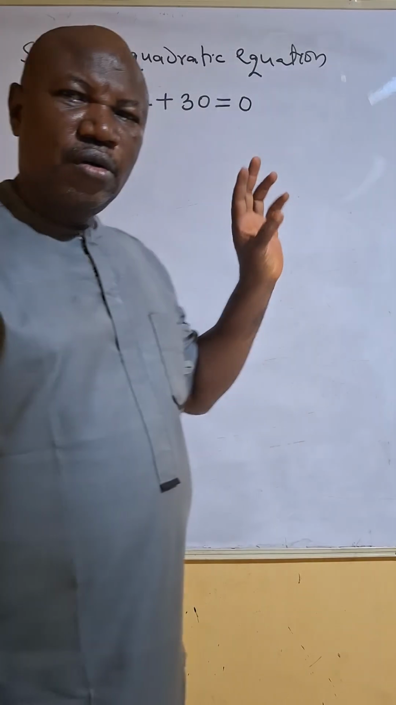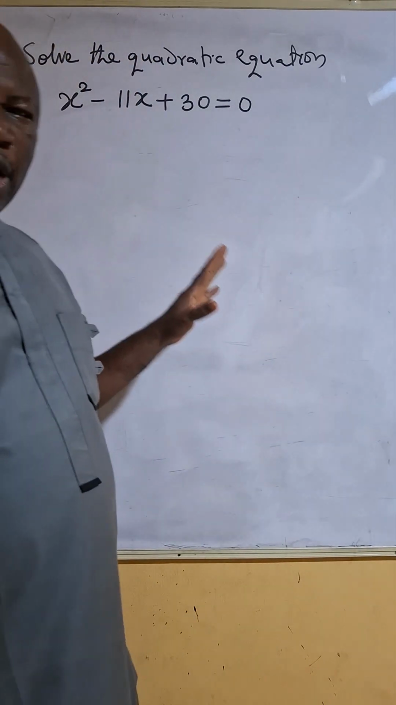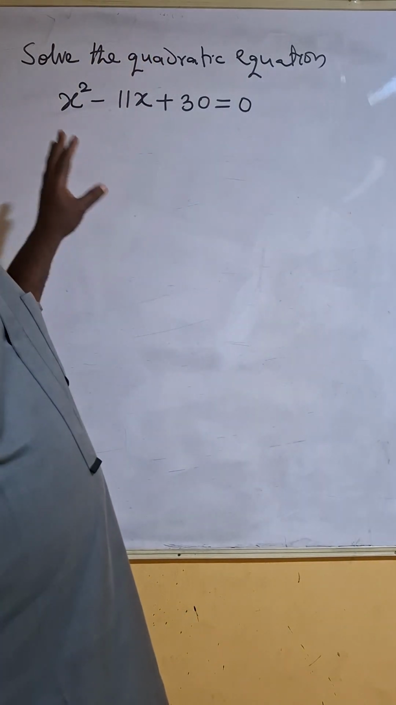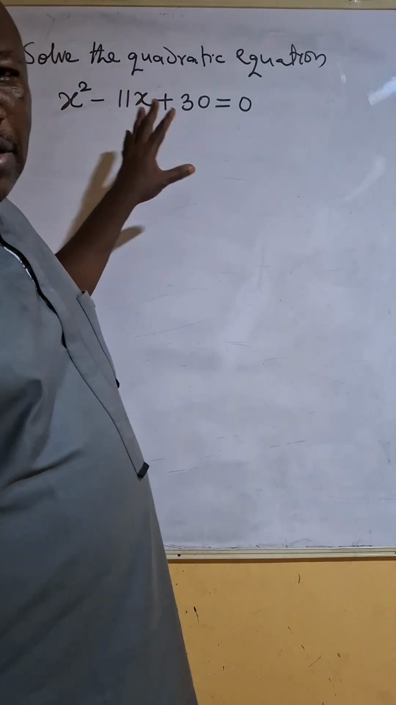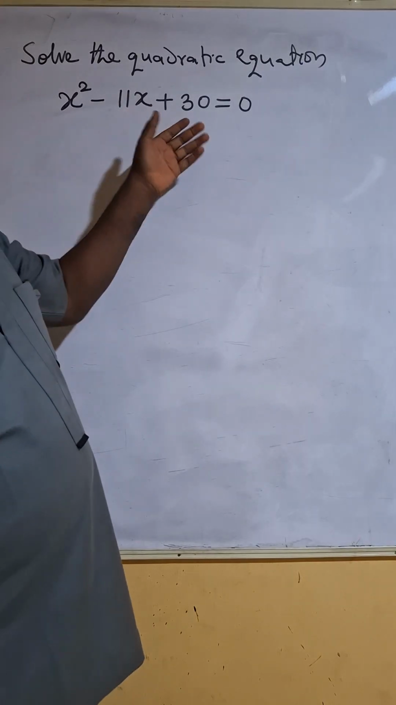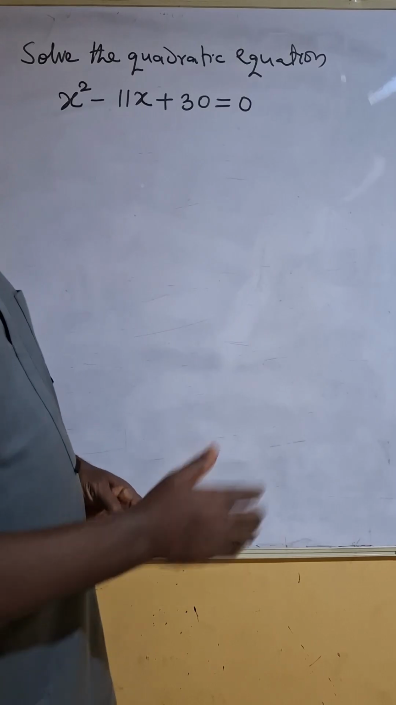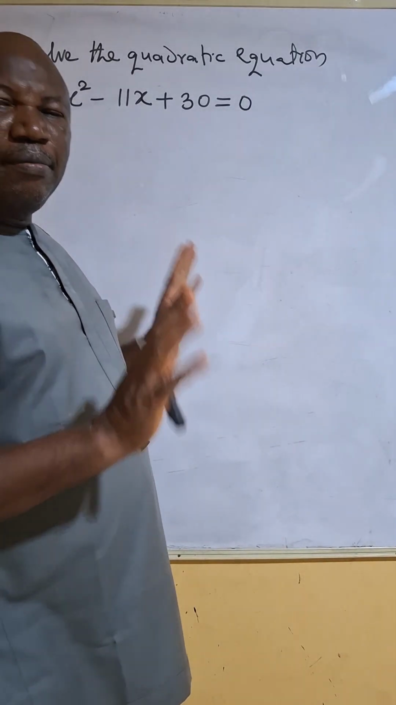We have the factorization method, we have the completing the square method, and we have the quadratic formula. First and foremost, we are going to consider the factorization method, even though it is not all questions that the factorization method can solve. But in this case, we are going to apply it to solve this. Factorization is about the simplest method.